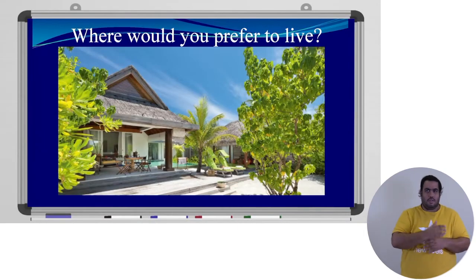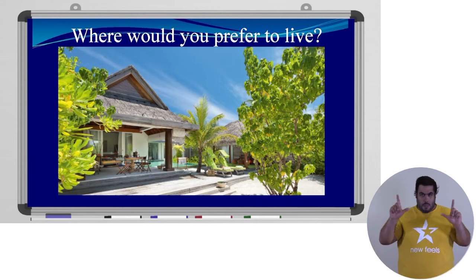Take a look at this beautiful picture. Where would you prefer to live? This is a set-book question. It might ask you where you want to live. I would want to live in a place like this. Let's describe this place and learn a few more words.